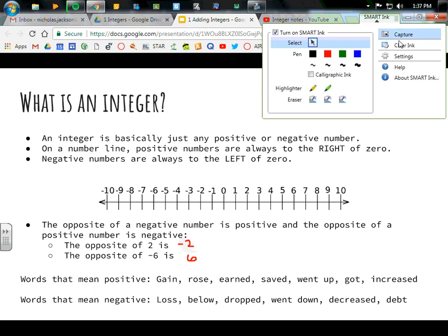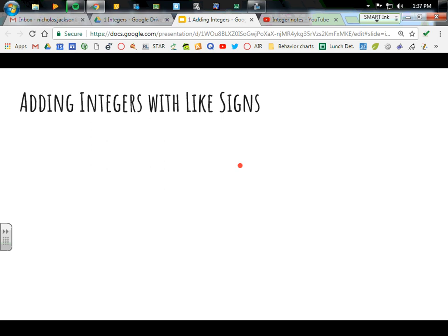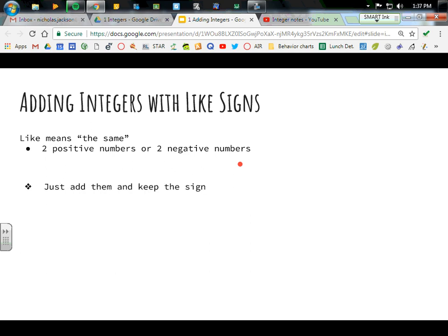All right, so getting into adding integers. So adding integers with like signs. Like just means the same. So if you're adding two positive numbers or you're adding two negative numbers. Most people are probably pretty familiar with adding two positive numbers. But adding two negative numbers might be new. Well, the rule for any problem such as this is just to add your numbers and keep whatever sign they have.